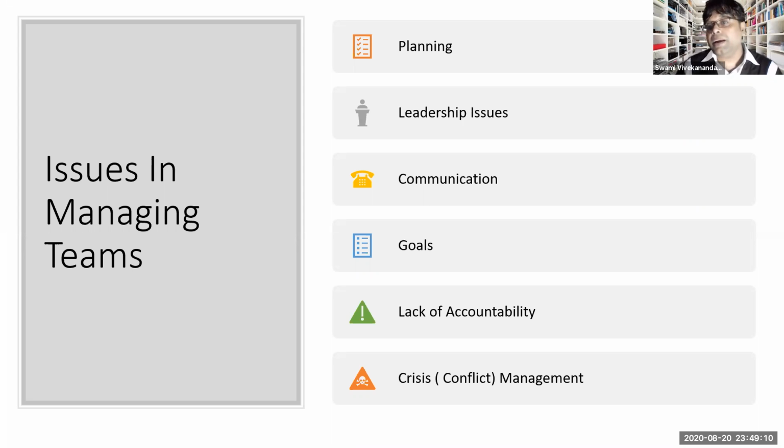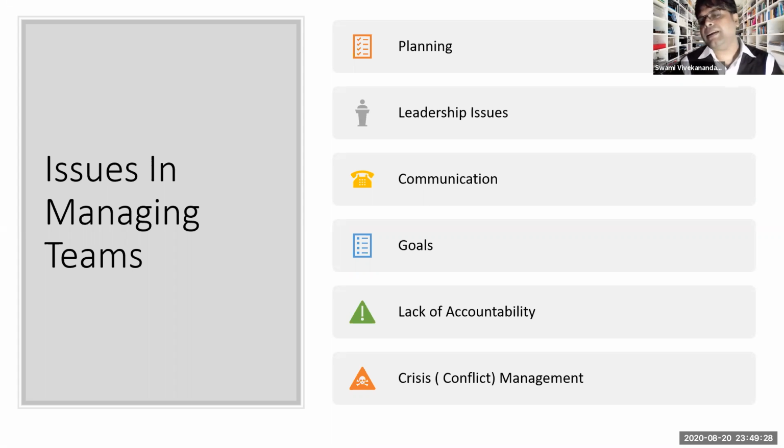Then, lack of accountability. Because in a group, people take decisions as a group and everybody works as a group. So if something negative happens, nobody is there to take the accountability. They'll say that we worked in a group, so it is a group responsibility. So accountability is missing, and generating accountability is a challenging task.